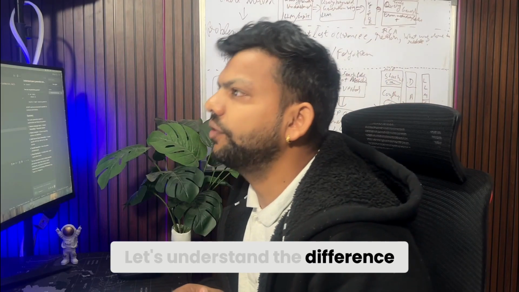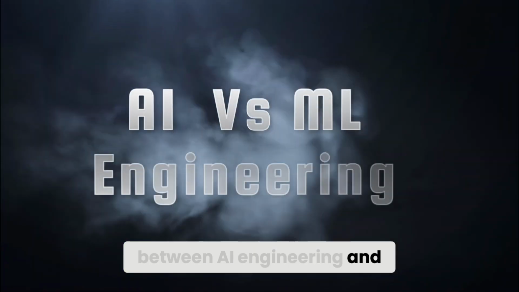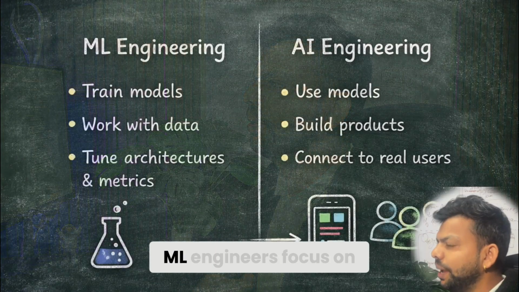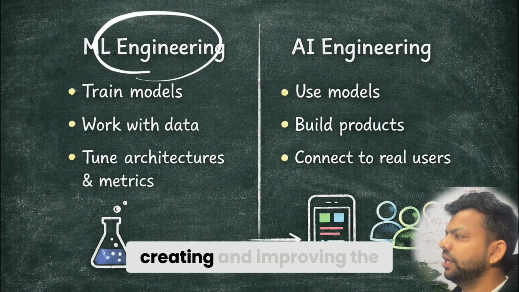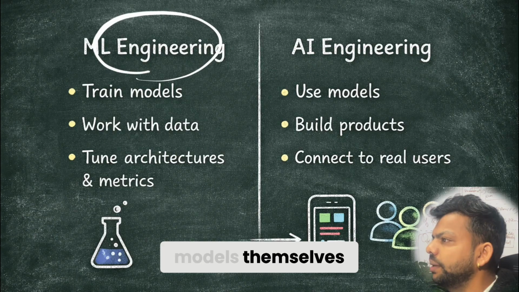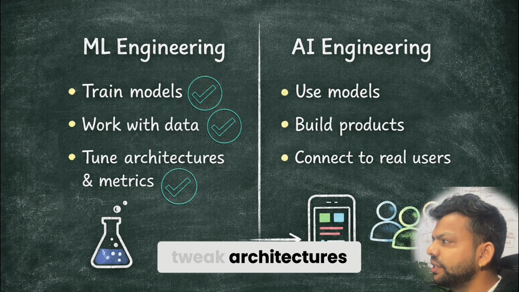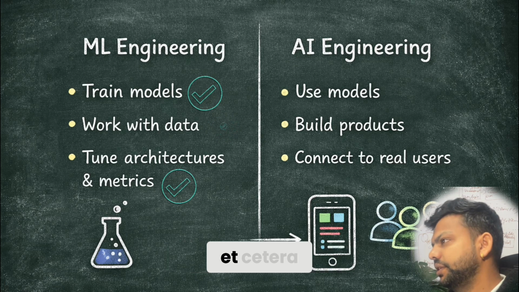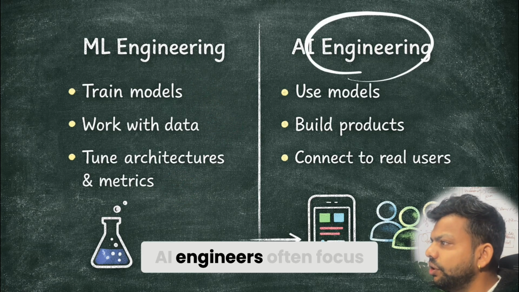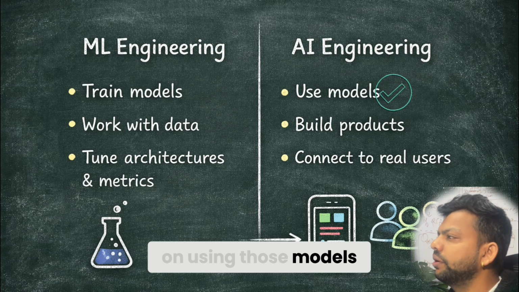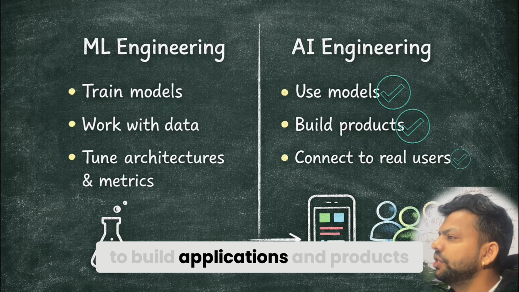Let's understand the difference between AI engineering and ML engineering. ML engineers focus on creating and improving the models themselves. They work with data, train models, tweak architectures, optimize accuracy, etc. AI engineers often focus on using those models to build applications and products.